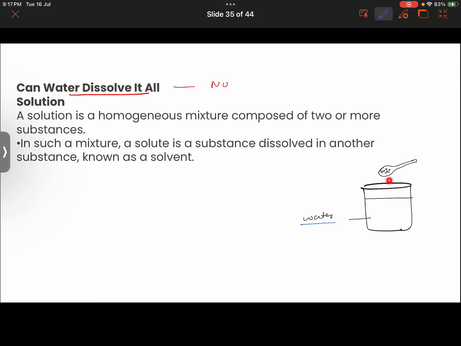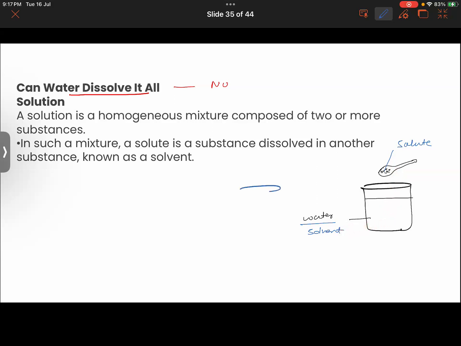So the substance that you are dissolving into it is called the solute. That is called the solute. And the thing in which it is being dissolved is called the solvent. That is called the solvent. Also, it is a mixture. In a mixture, the substance that is being dissolved into another substance is the solute, and the substance in which it is being dissolved is called the solvent.